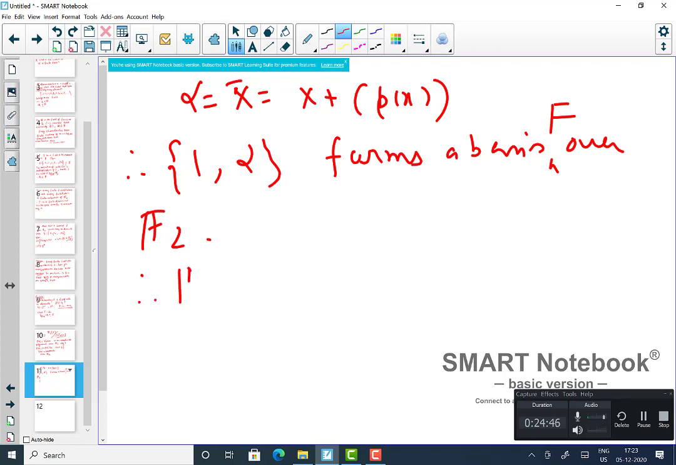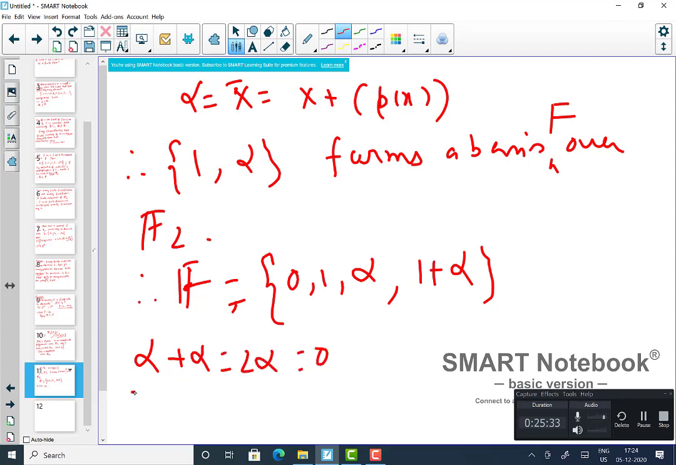So what does that mean? That means an element of F will be of the form a plus b alpha. So they are the combinations of these, right? So you have 0, 1, and then alpha and 1 plus alpha. These are the only elements, right? And you can ask then how to do multiplication and addition. For example, addition is obvious: 0 plus 1 is 1, 1 plus alpha equals 1 plus alpha, 1 plus 1 equals 0. Alpha plus alpha is 2 alpha, which is 0, right? And similarly, alpha plus 1 plus alpha, you check that this is 1, like that.